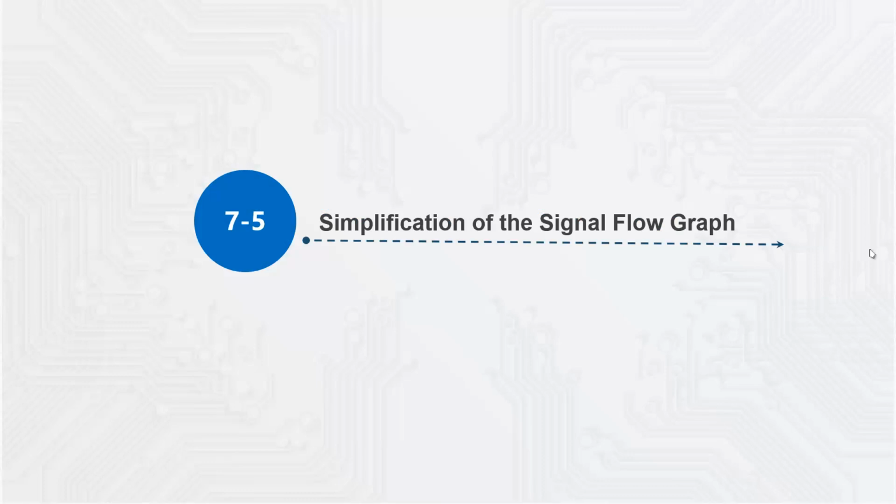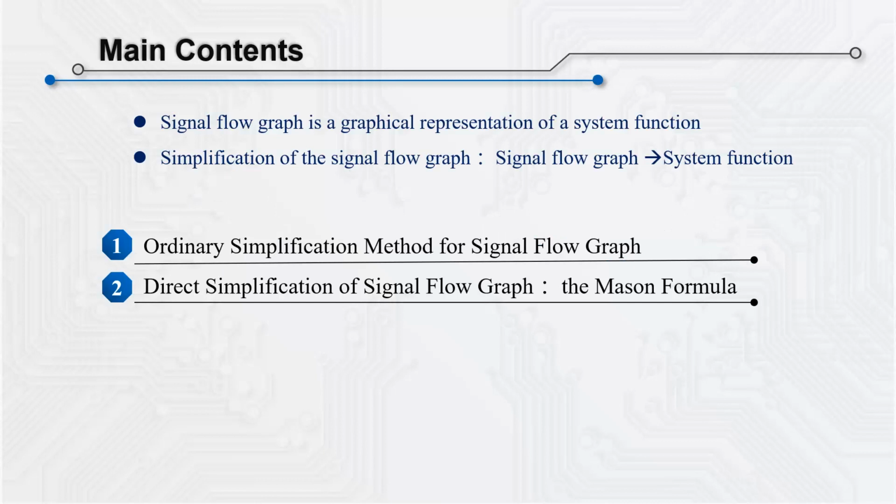Hi, we'll discuss the simplification of the signal flow graph in this lesson. We learned from the last lesson that a signal flow graph is a graphical representation of the system function. The simplification of a known signal flow graph is to get the signal function represented by this graph. In this section, we'll briefly discuss the general way of signal flow graph simplification first, then a formula to simplify the signal flow graph directly, which is the Mason formula, will be introduced.